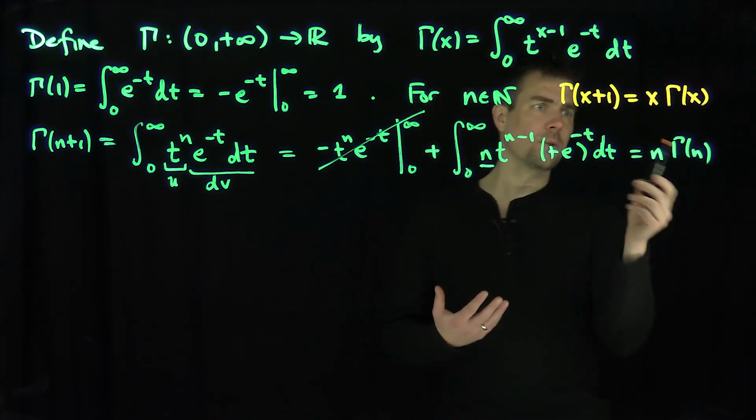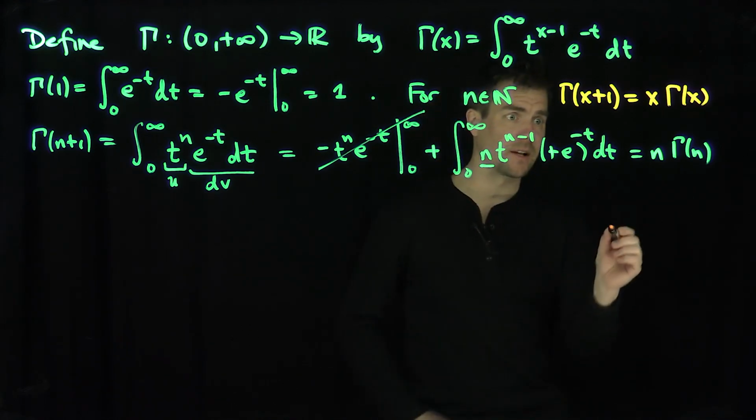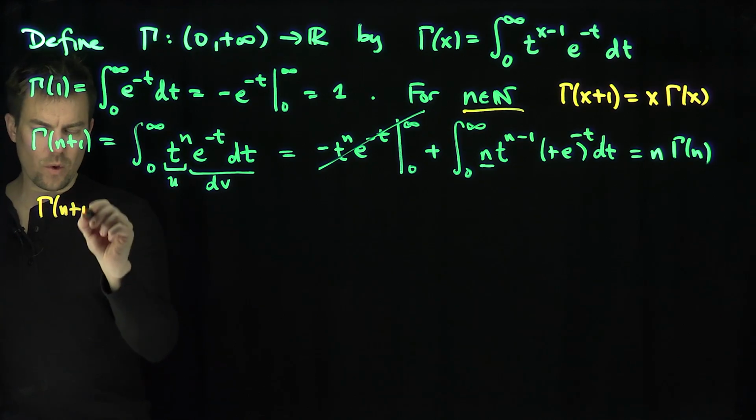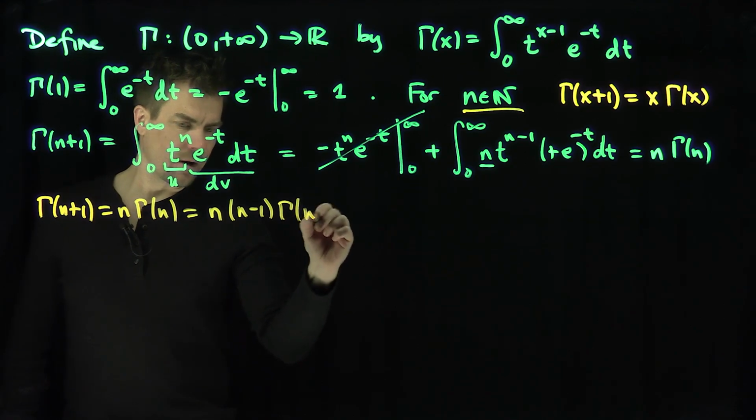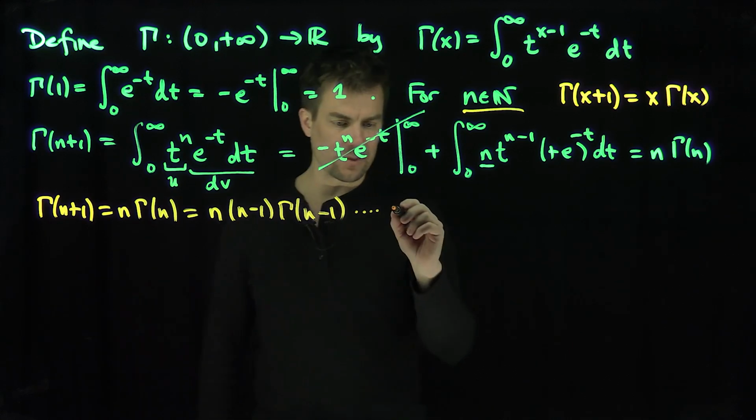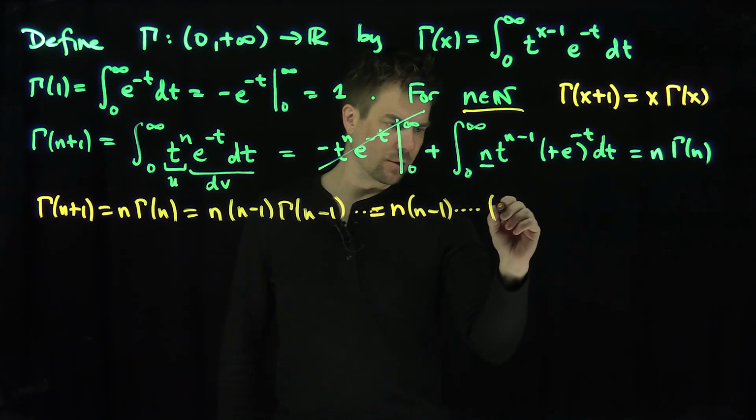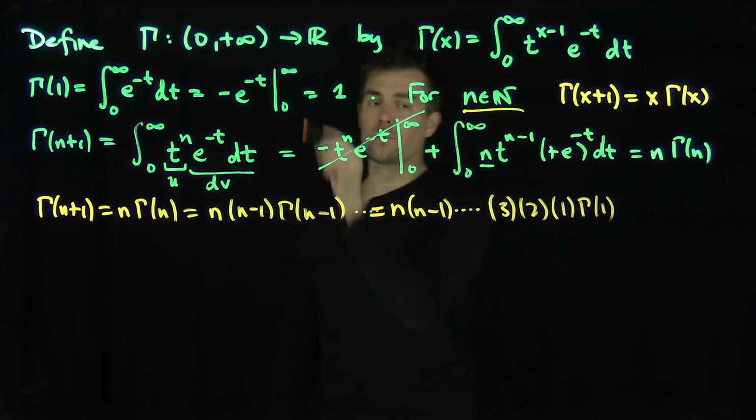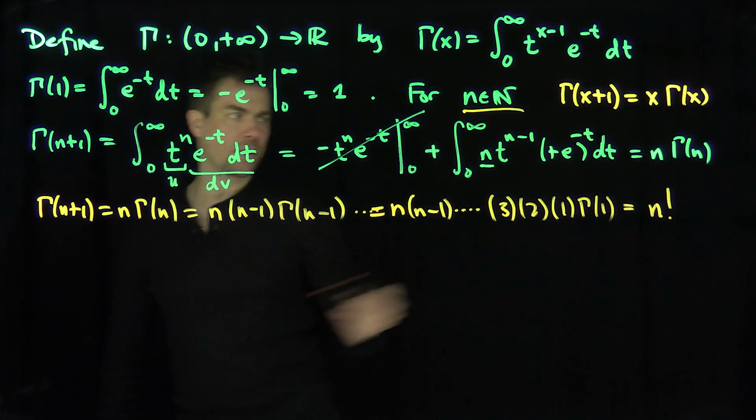Great. In particular, this tells me that gamma of x is gamma of x plus 1 over x, if x is greater than 0. We're going to come back to that in a moment. What this tells me for an integer n is that gamma of n plus 1 is n gamma of n, which is n times n minus 1 times gamma of n minus 1, using the relationship again. I can run this all the way down to gamma of 1. So I have n times n minus 1, all the way down to 3, then 2, then 1, times gamma of 1, and we found that gamma of 1 was equal to 1. So this is exactly n factorial. We've derived the relationship that gamma of n plus 1 is n factorial.